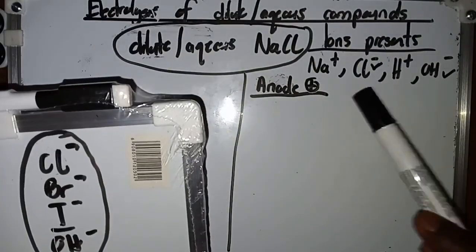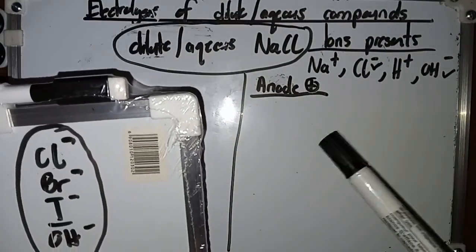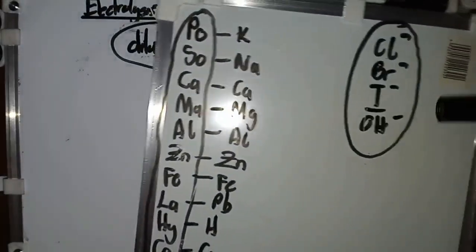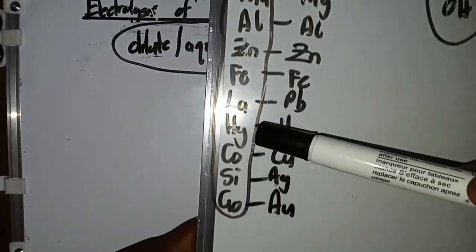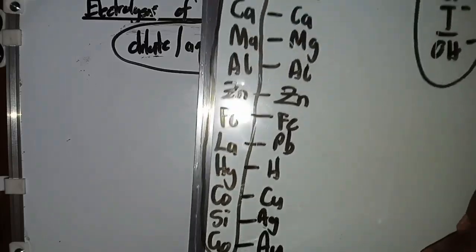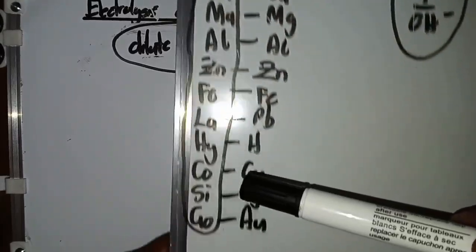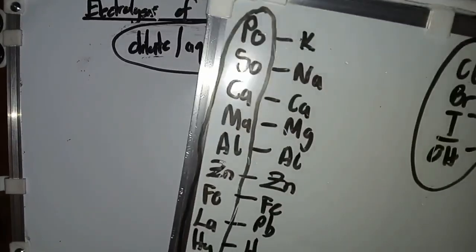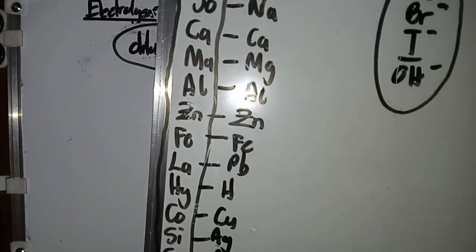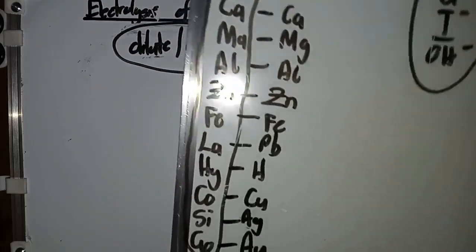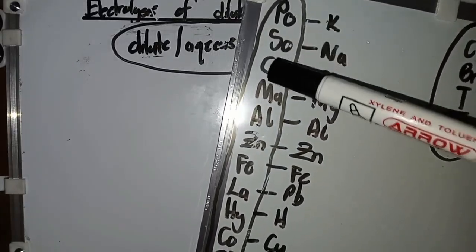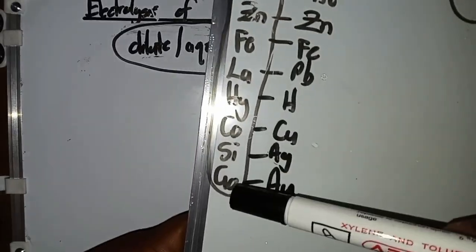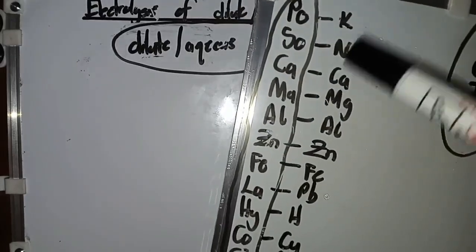So here I said that the least reactive ion will be attracted first. This is how you just recite it: K, Na, Ca, Mg, Al, Zn, Fe, Pb, H, Cu, Ag, Au. I'm not sure they will give you all of these in their order in the exam, so you have to memorize it, with their corresponding elements.